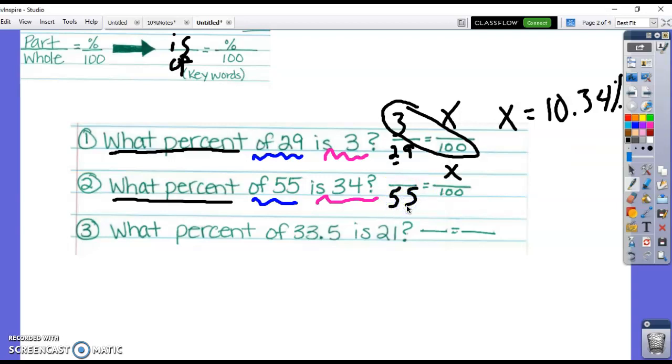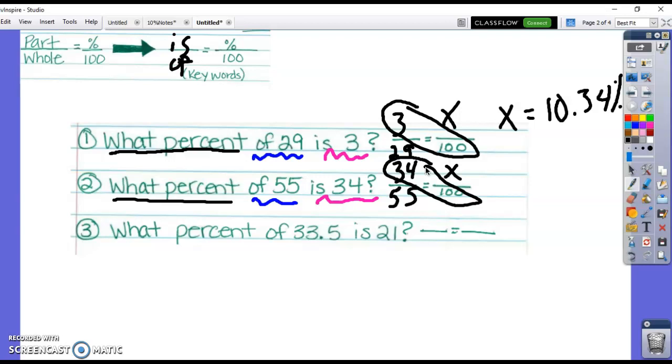And "is" is my keyword for part, so I'm going to put 34 on the top. How do I solve this? I cross multiply, divide. Remember, when you cross multiply, you're multiplying the two numbers that you have. If I went the other way and did 55 times X, I don't know what X is, so I wouldn't get an answer. So you have to cross multiply with the two numbers that you have.